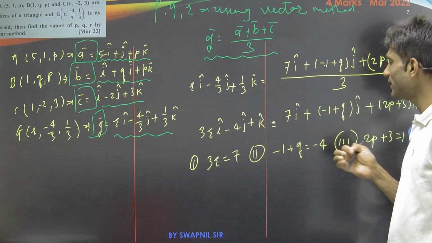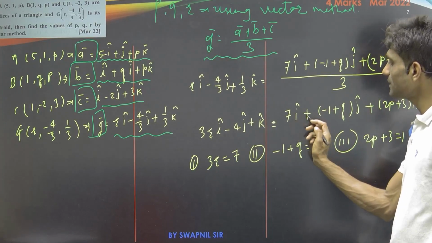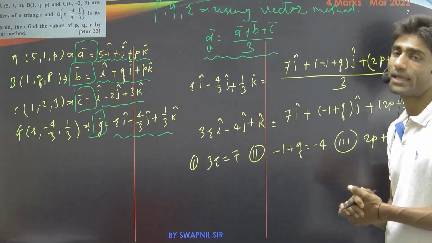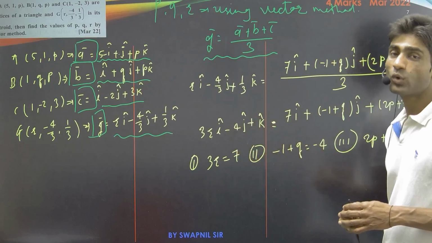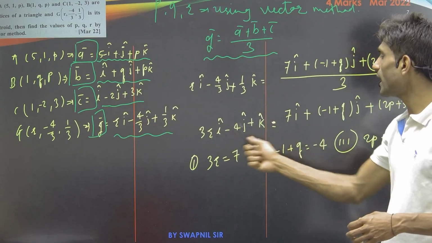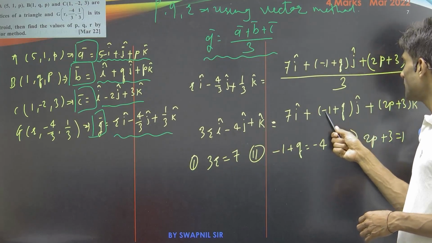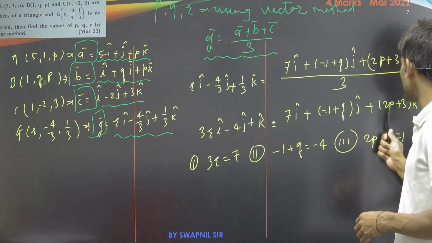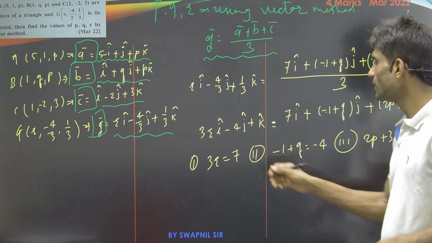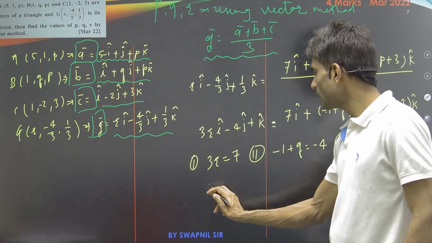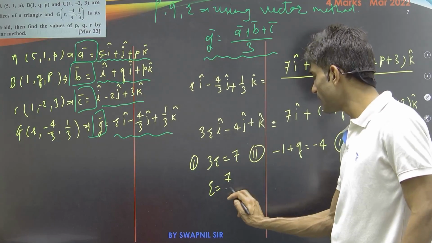How have I written this? I wrote 7 times i cap equal to 3r into i cap, that means we can match the i cap coefficient, so 3r is equal to 7. Similarly, minus 1 plus q is equal to minus 4, and 2p plus 3 is equal to 1. So go for finding the value of r. We will get r equal to 7 by 3.